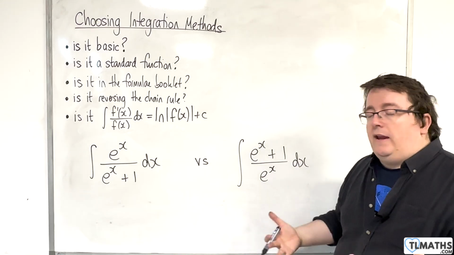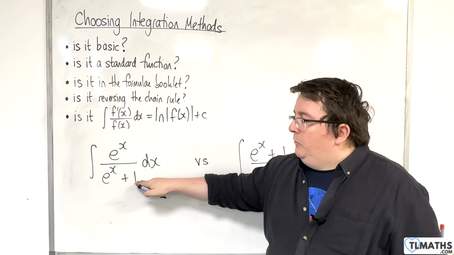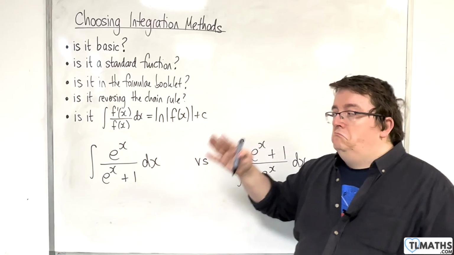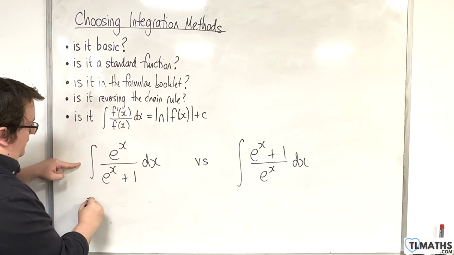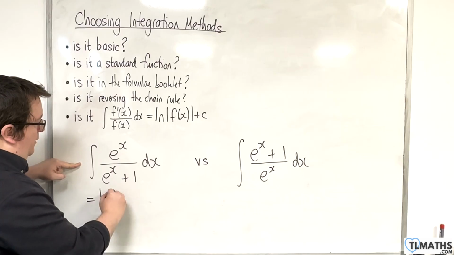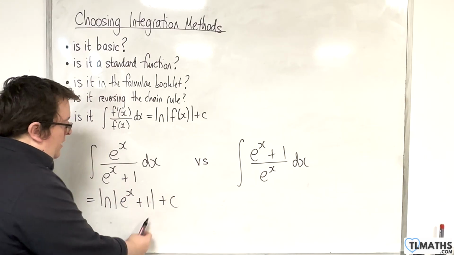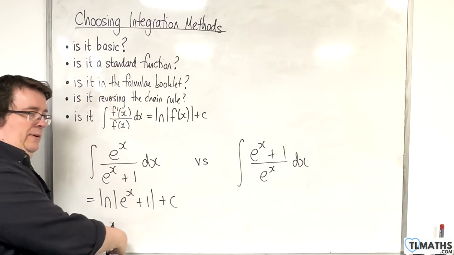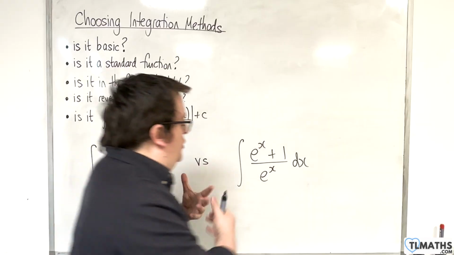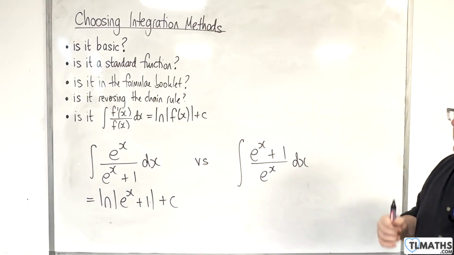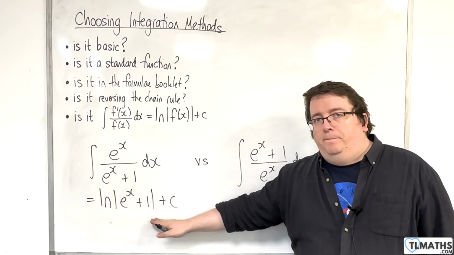So the first thing you should check is, does the bottom differentiate to the top? With this case, e to the x plus 1 differentiates to e to the x. So that means we can use our rule here. This is equal to the natural logarithm of the modulus of e to the x plus 1, plus c. And no, before anyone asks, you can't simplify that. You can't break the logarithm apart because you've got the addition inside the logarithm. It's not a multiplication. So that's our answer for that one.